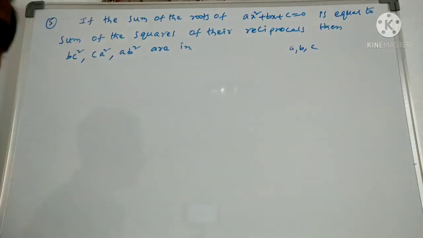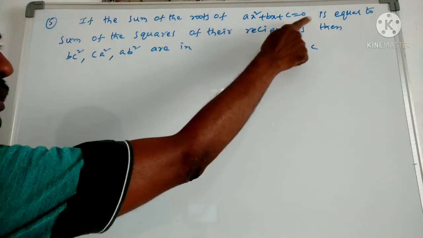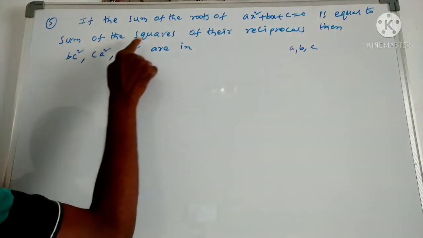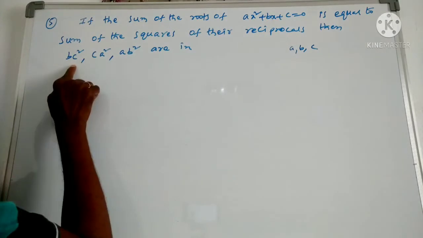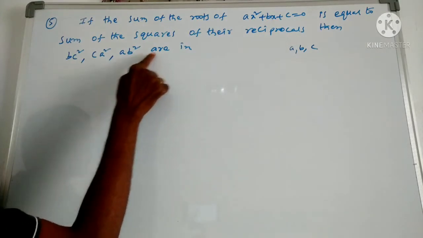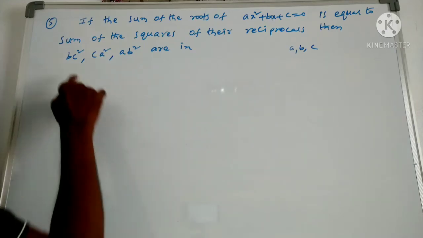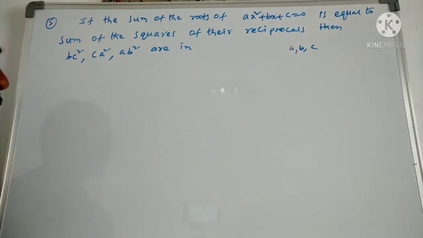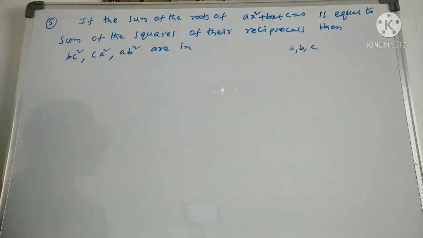Now see the answer options and write the answer. Next question, the fifth one: if the sum of the roots of ax square plus bx plus c equals the sum of the squares of their reciprocals, then bc square, ca square, ab square are in. We have to find what these values are in. The answer options given are arithmetic, geometric, harmonic, like that.